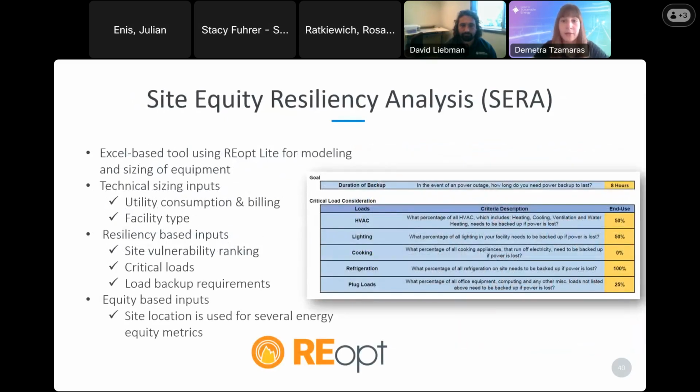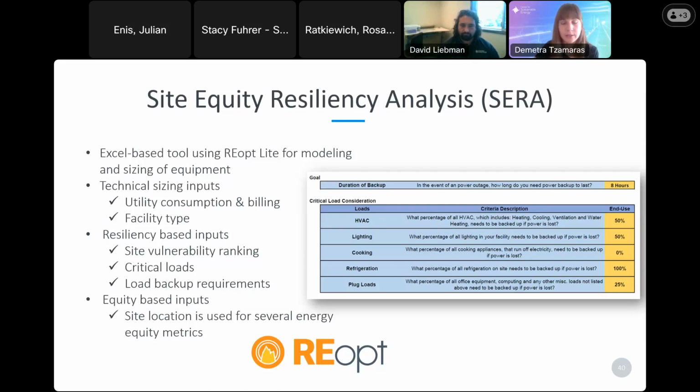So the Site Equity Resiliency Analysis tool, SARA for short, is a simple Excel-based tool that leverages the publicly available NREL REopt tool. And the intent was to serve as a guide to help other sustainability managers on similar facilities that are interested in potentially pursuing a microgrid project, but maybe not at the point where they want to fully invest in robust modeling or design, and they can walk through this publicly available tool and see what different project options exist for their site. And so it's really meant as a guide for the REopt tool when assessing a new project.